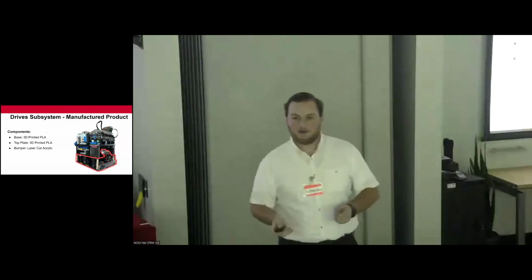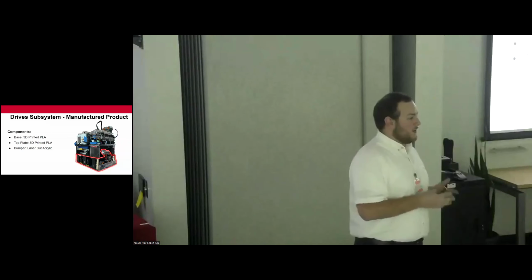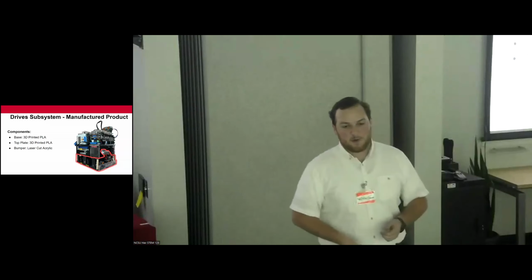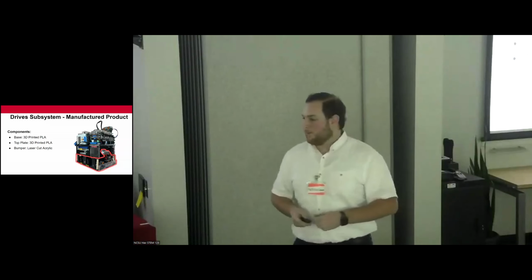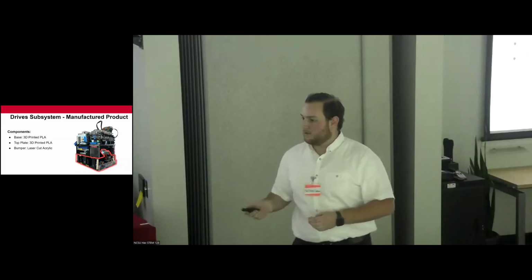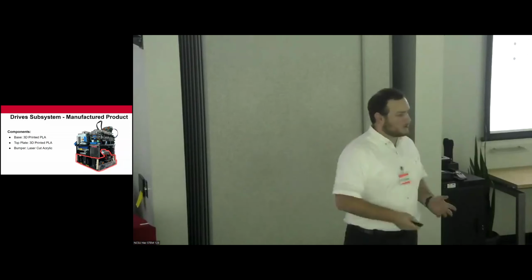So for those parts, the base and the top plate, both of them were 3D printed. We did that based on the complexity of the components. That was the easiest way for us to manufacture them. And then for the bumper, we cut that on the laser engraver out of acrylic. So all those components were made here.